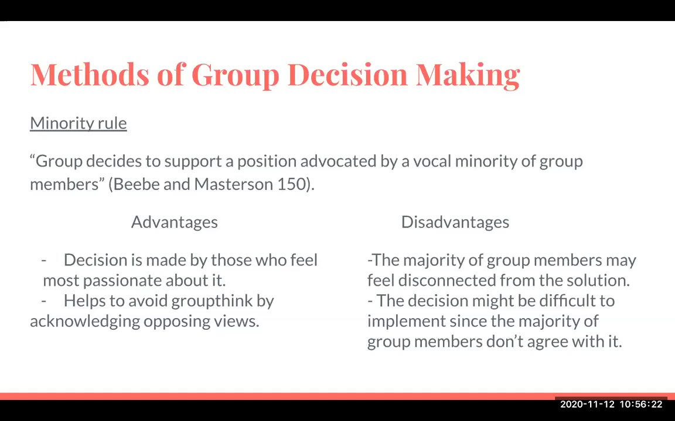But there are disadvantages as well. The majority of group members may feel disconnected from the solution, may not care as much, and that can impact the implementation of the decision, which is the next disadvantage. The decision may be difficult to implement because the majority of group members do not agree with it. So there are many other ways of making decisions as a group, but these are some of the main ones.